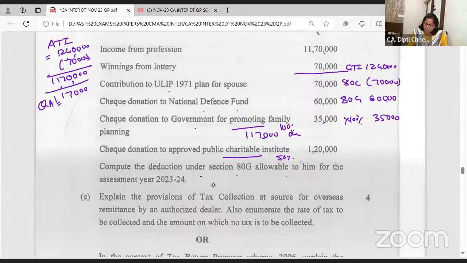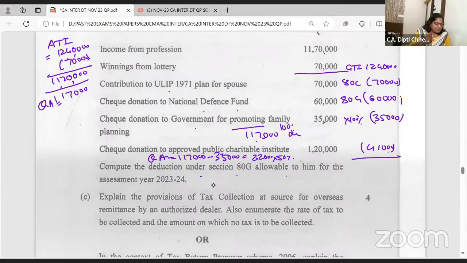Now, out of 1,17,000 adjusted total income qualifying amount, 1,17,000 में से 35,000 तो ऊपर यूज कर लिया ना आपने. So what is left for here? 82,000. 82,000 का 50%, 41,000 is allowed. So now don't calculate total income.